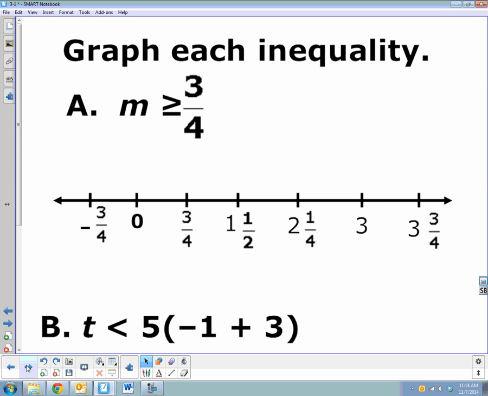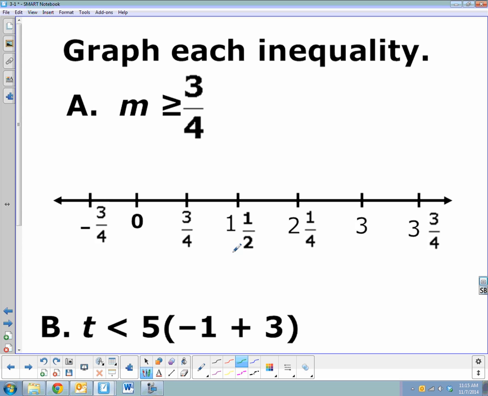Okay, graphing. We're going to be doing some graphing in this chapter. It's not graphing ordered pairs. If you remember like graph paper, it's not graph paper. It's graphing on just the x-axis. So we don't have an x and a y-axis. We just have an x-axis. We just have a number line, which is a graph. It's a one-dimensional graph. We're going to graph this inequality. So it says m is greater than or equal to 3/4. Now let's see.